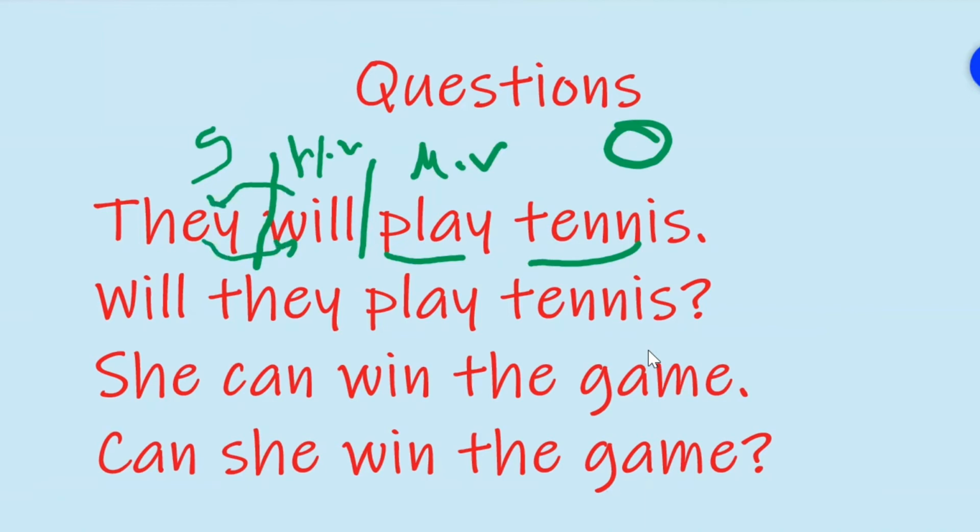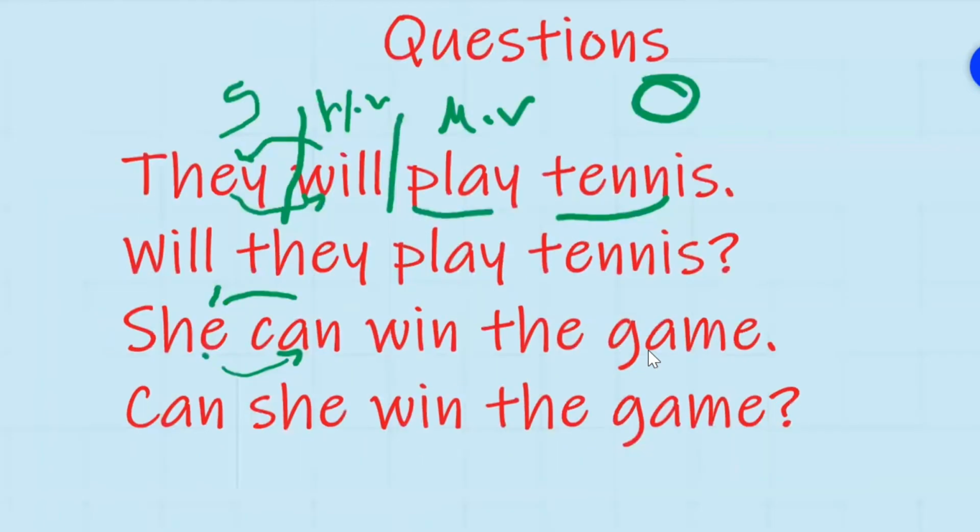She can win. It becomes, can she win the game, and so on. So we can say, will they? Yes, they will. No, they won't. Can she? Yes, she can. Or no, she can't.